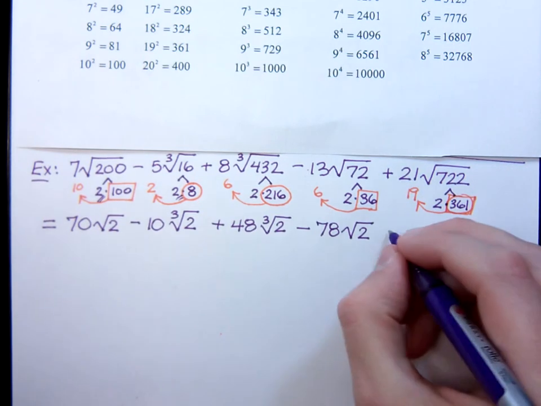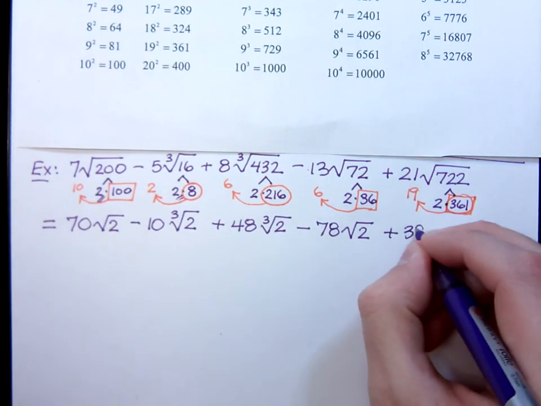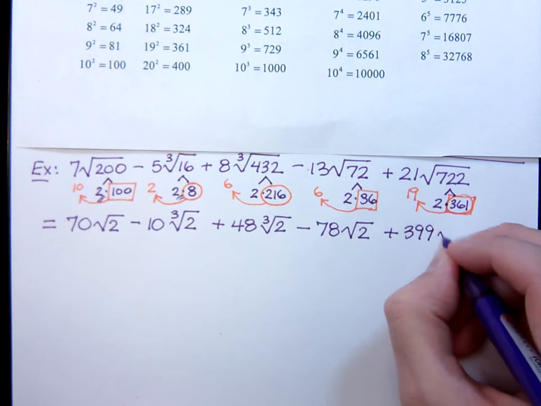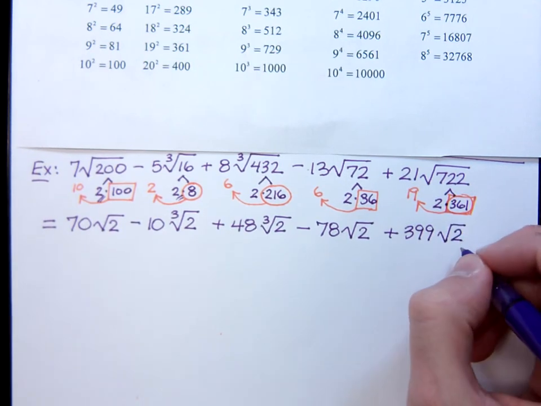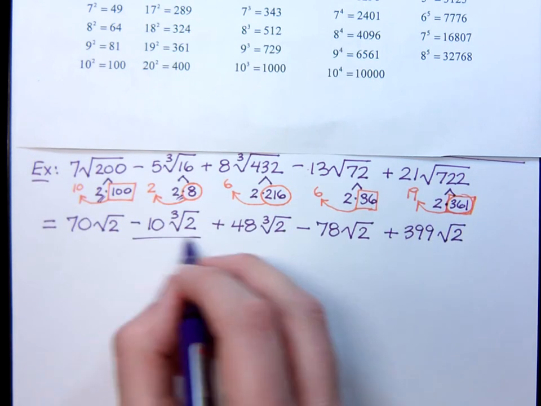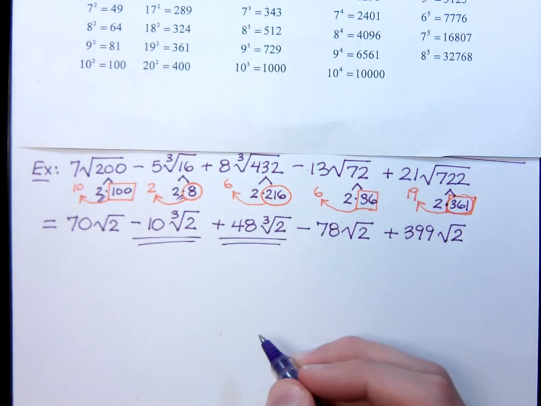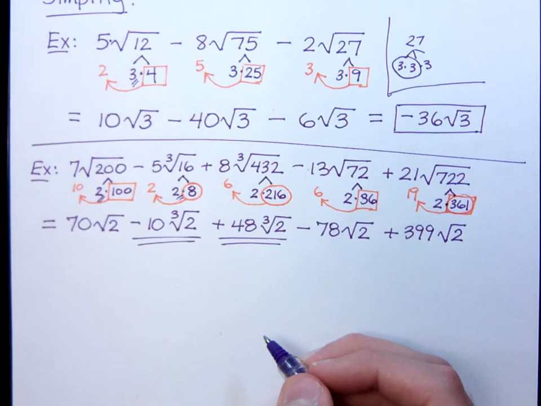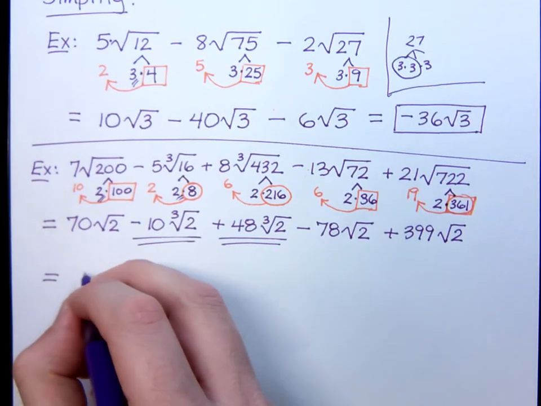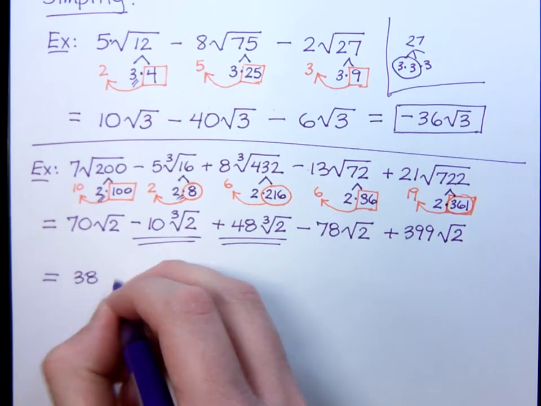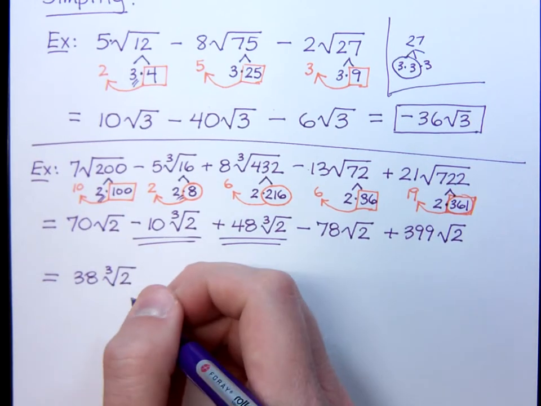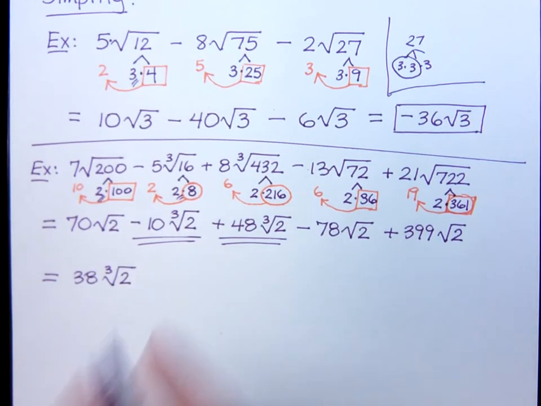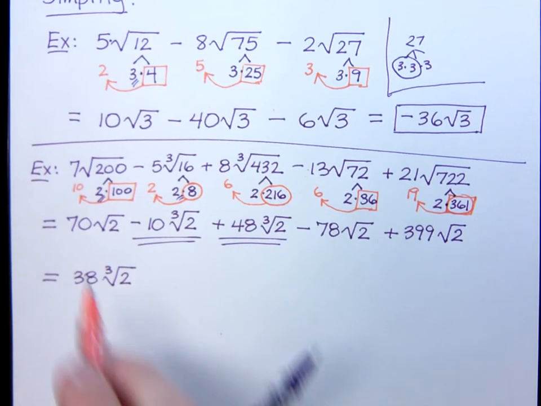399. She gives me the awe-inspiring number of 399. What's left inside? 2. Now let's combine like terms. I've got minus 10 and plus 48 cube roots of 2, so how much is all of that? First of all, it's 38 cube roots of 2. Don't drop your index, right? Then you look at your square roots. The rest of these guys are all square roots of 2, right?